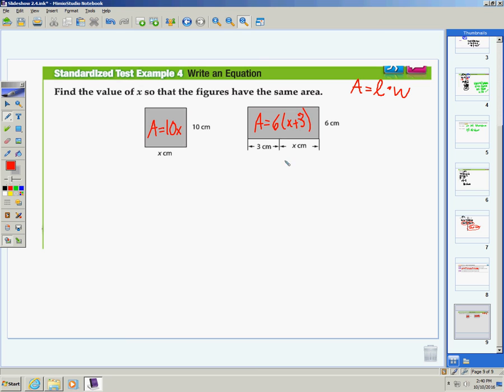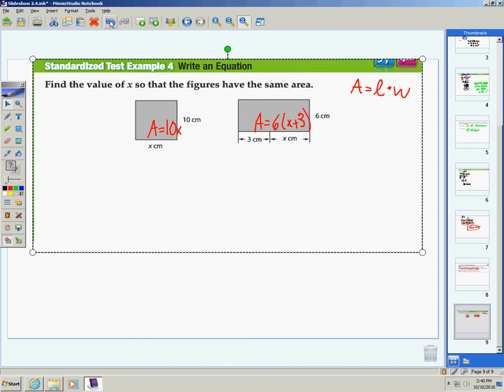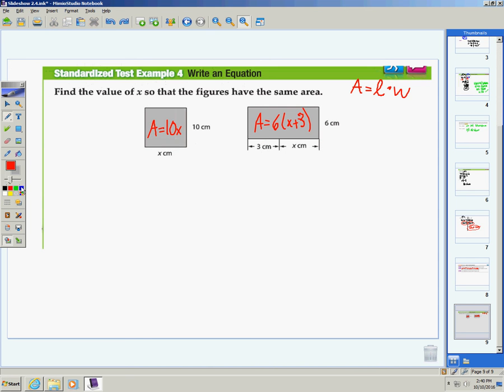And now, what's the value of x so these figures have the same area? I want the areas to be equal, so I'm just going to take these two pieces and I'm going to set them equal to each other. I'm going to take 10x and I'm going to set that equal to the other area, which is 6 times the quantity of x plus 3. And we've just accomplished the hardest part of this problem.